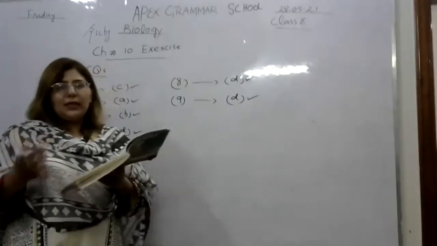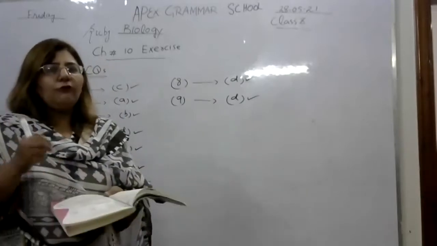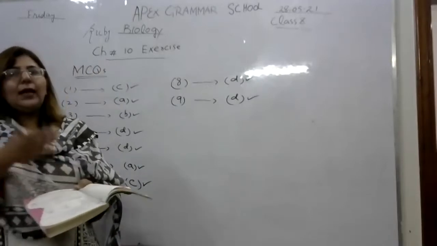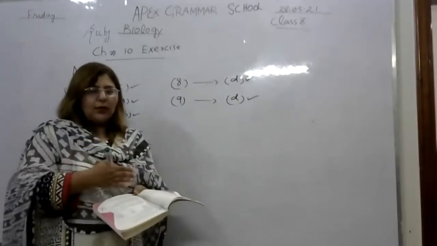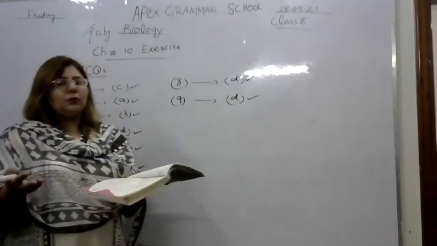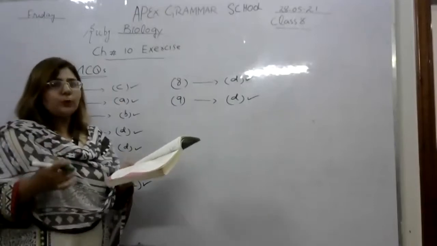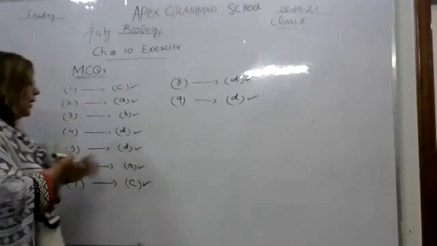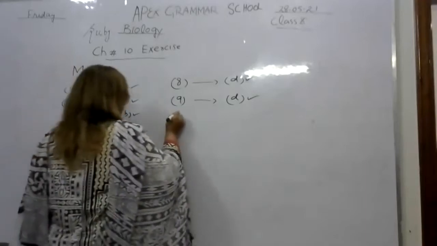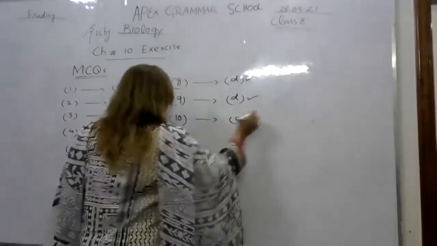Option B is vein. This is also a wrong answer, because the function of a vein is to take blood from our organs and take it back to the heart. So what is the right answer? The right answer is option C, capillary. So question number 10, option C is the right answer.